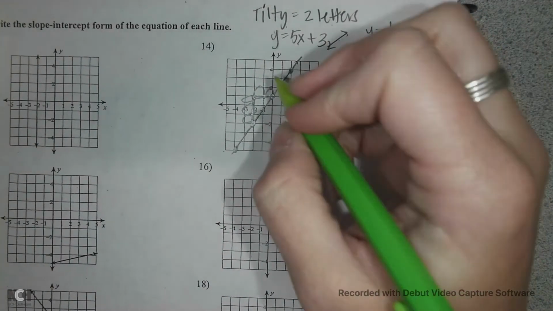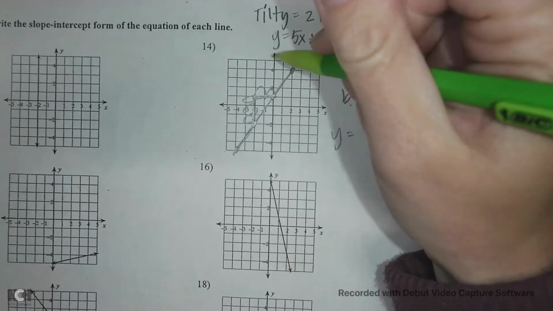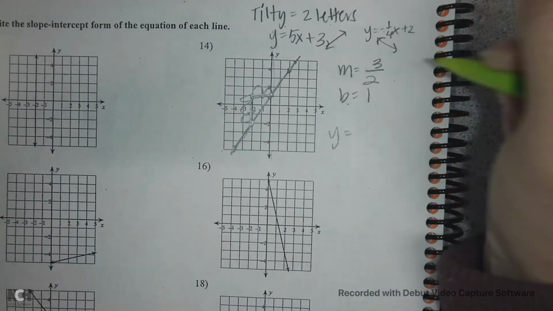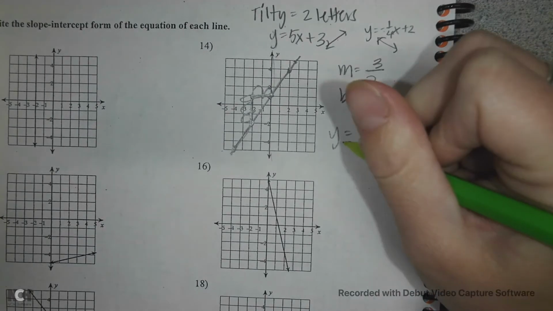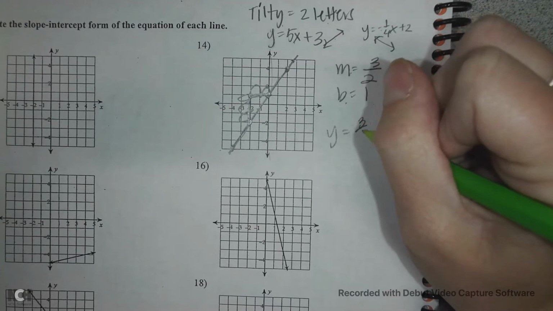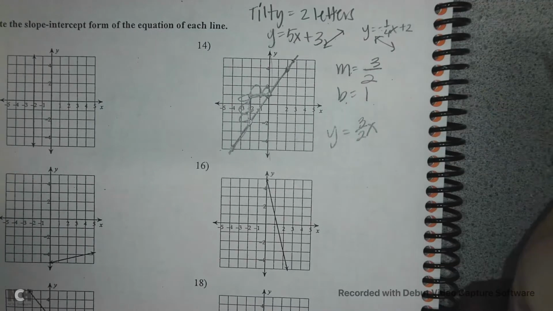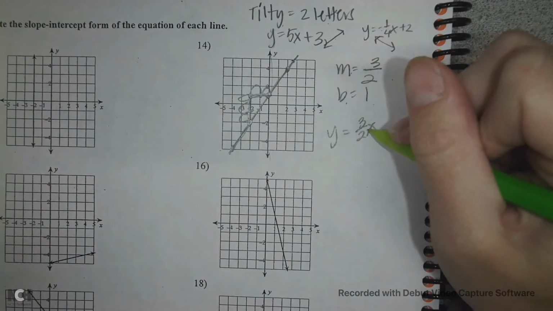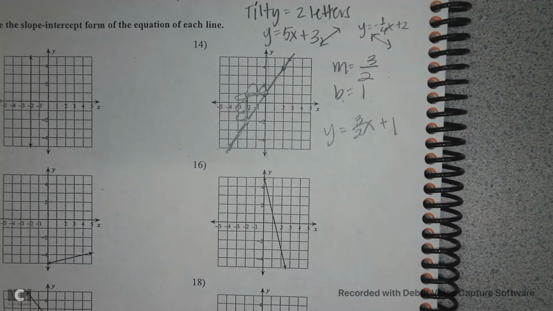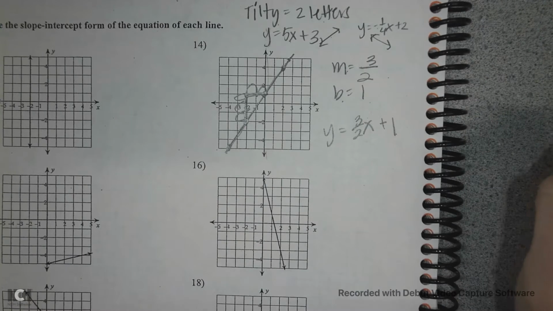Now my b value is where my line crosses the y-axis. They cross right here at positive 1, so that is what my b is equal to. When I write my equation, it's y equals m. We always put the x next to the m so we know it's the slope. So mx and then plus b, and my b value is 1. And remember, if it's a minus, you just put minus, you don't need a plus minus.